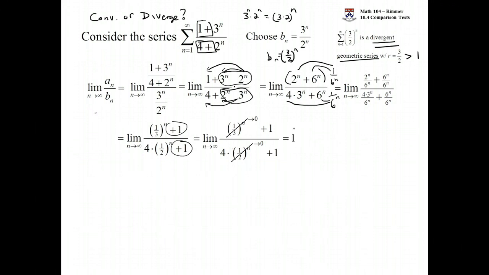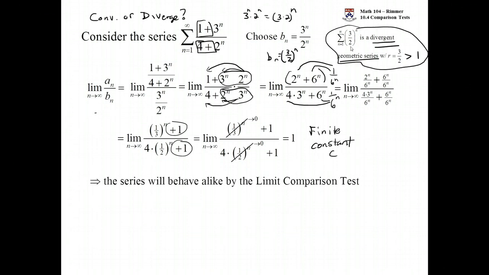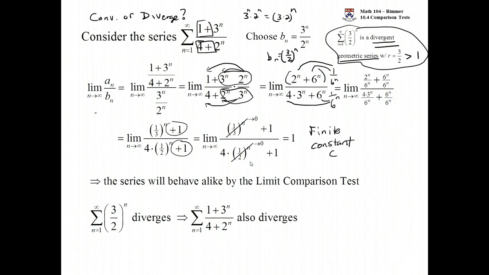The limit doesn't have to always be 1. It's just the fact that it's a finite constant. And according to the limit comparison test, if you end up with a finite constant, then the two series will behave alike. Your series diverged, so the given series also diverges. And that's two examples of the limit comparison test.